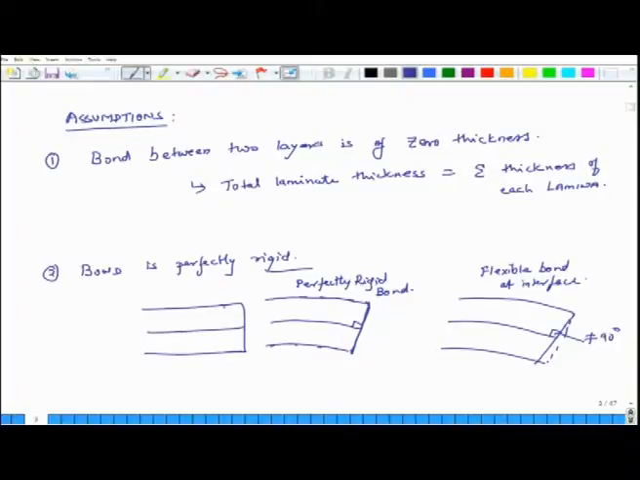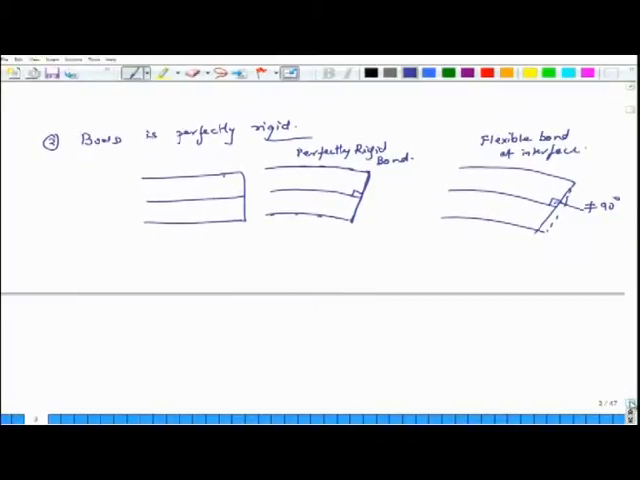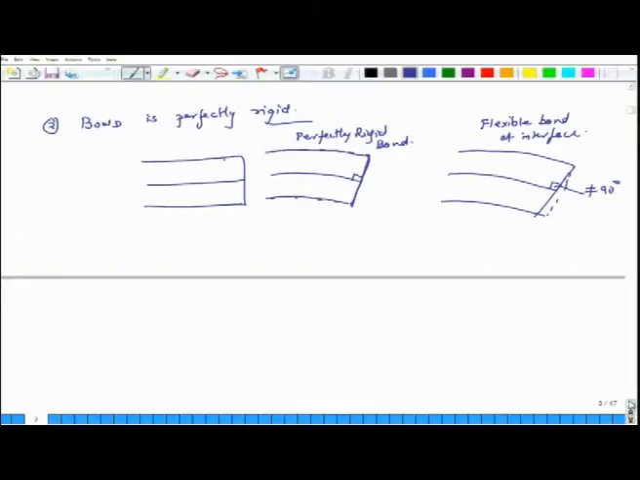Okay. So, a bond is perfectly rigid. Mathematically, it means several things. A perfect rigid bond implies, A, no shear strain between the layers, each lamina. Okay.